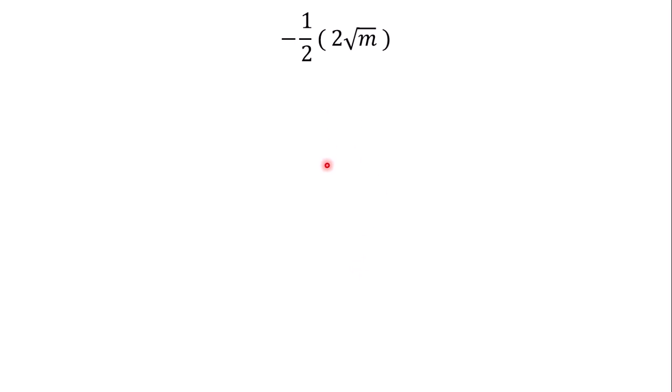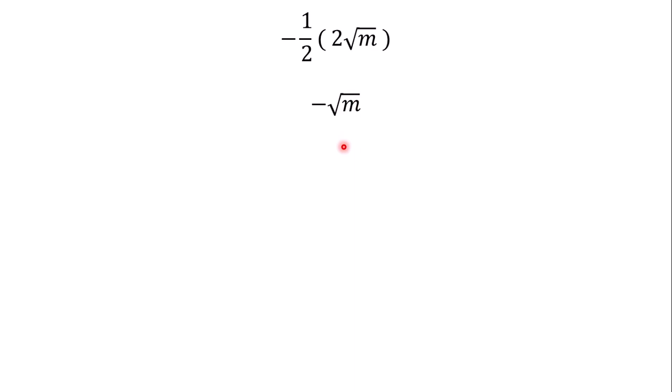Here let's open the bracket. When you open the bracket, you can see that this and this will cancel out and we are left with minus 1 multiplied by square root of m, which gives us minus square root of m. Now we are done with the integration. This is what we have gotten at the end of the day.